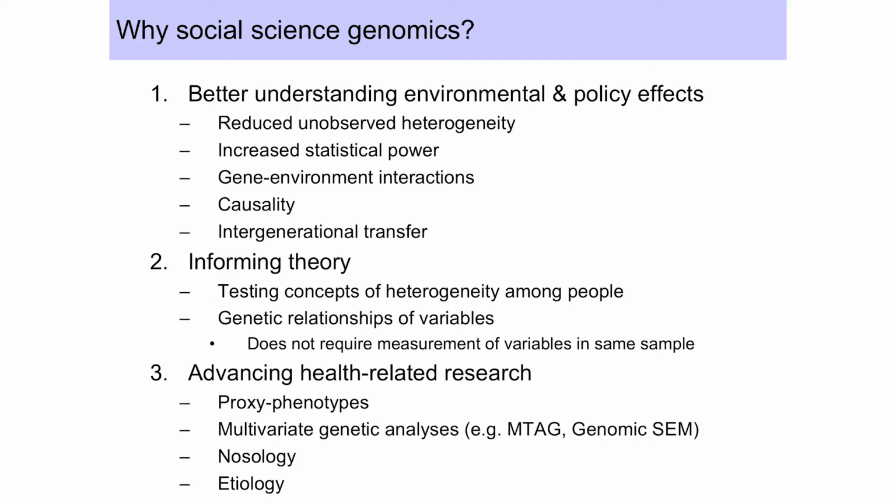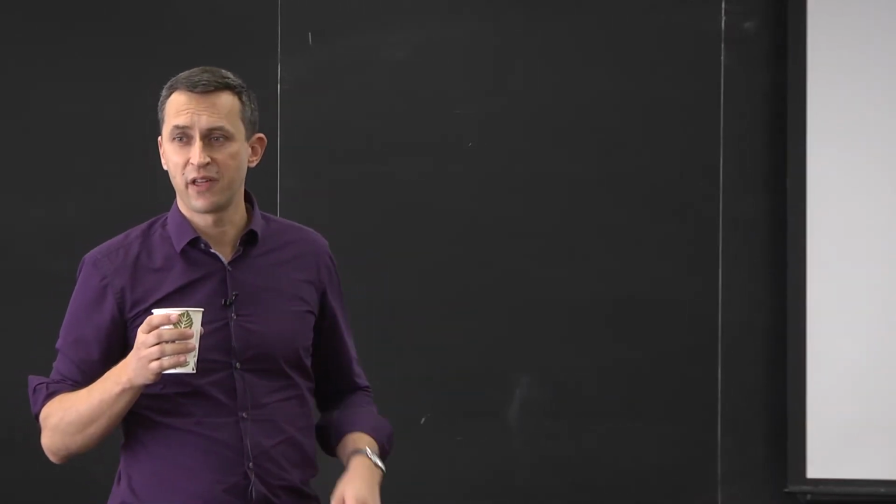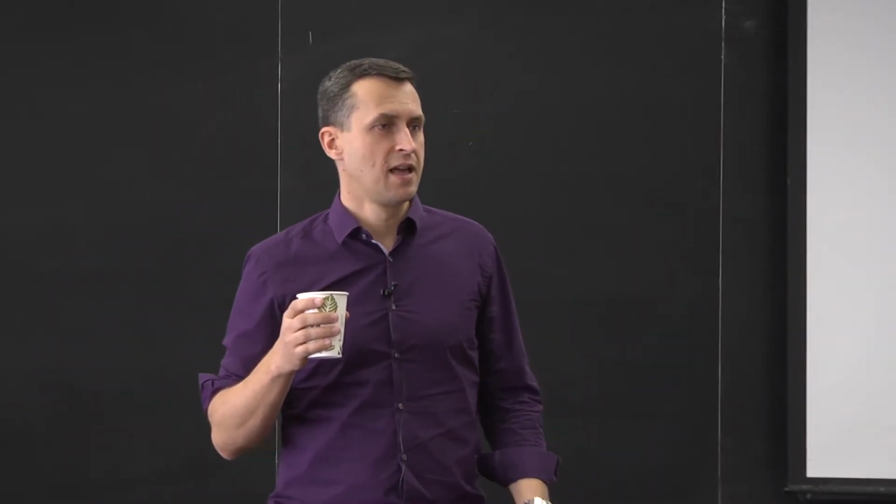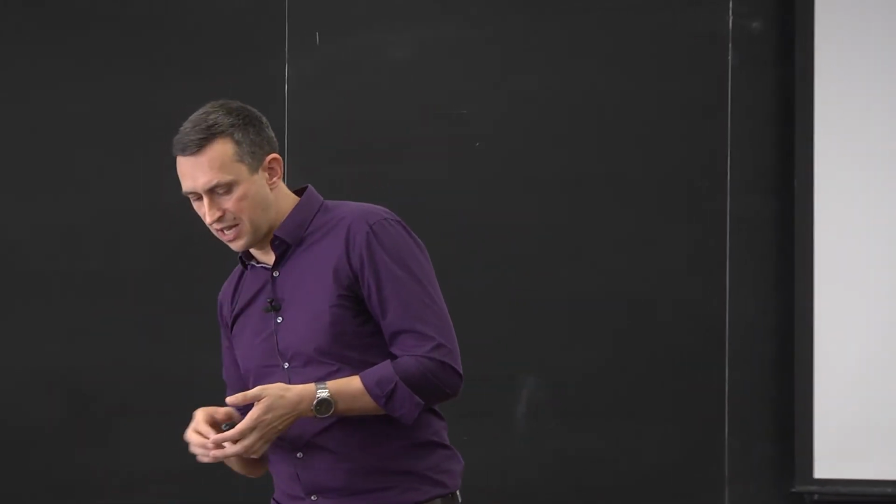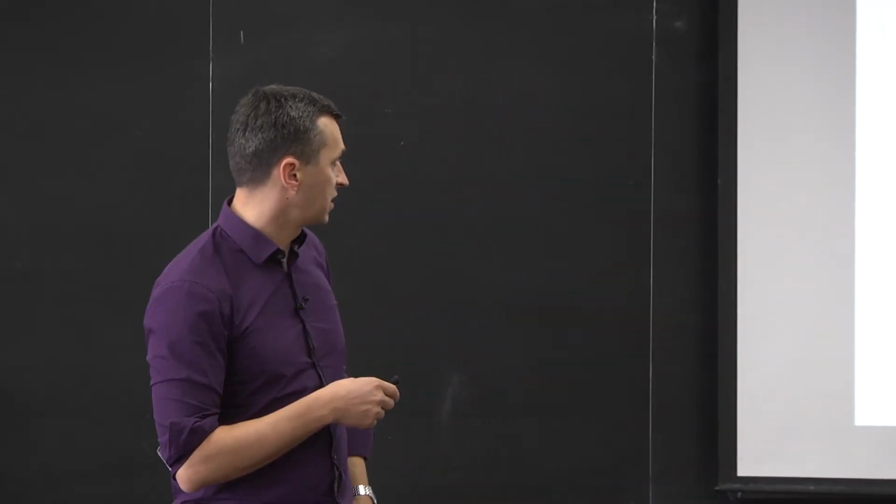Also, we can use the empirical results from genetically informed study designs to inform our theories in the social sciences. So one thing we can do is use genetic data to test concepts or ideas about the heterogeneity among people. One example would be risk preferences. Economists like to talk about risk preferences. But there is a question about whether risk preferences are actually a real thing, or if it's just something that the microeconomists came up with in the middle of the night. Is it something that is situation specific, or is it something that is stable over time? And genetically informed study designs can actually help us to test some of these things.